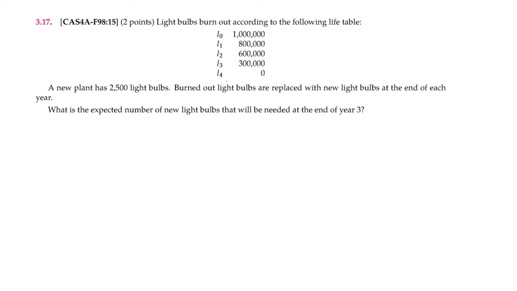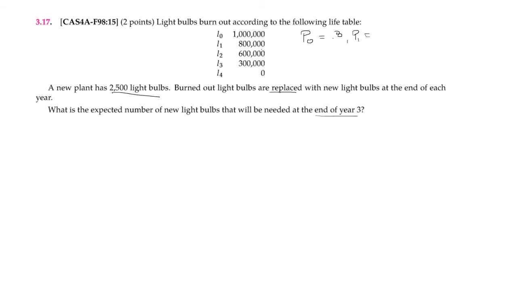Okay. Next problem, we're given 2,500 light bulbs, and we're seeing how many are left over for each time. We want to see how many light bulbs will be needed at the end of 3 years. And whenever a light bulb is burned out, it will be replaced at the end of the year. So from this table, we can find the probability that the light bulb will make it to the next time. So at time 0, you're given 1 million light bulbs, and only 800,000 survive. So that's just 0.8 of them.